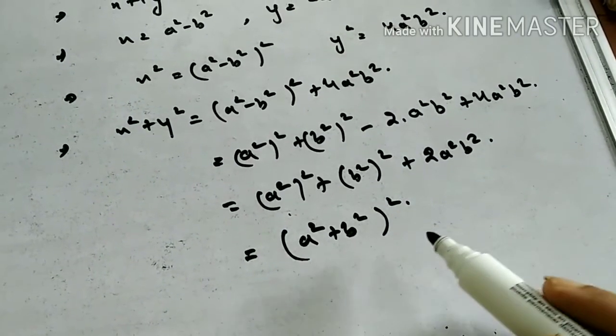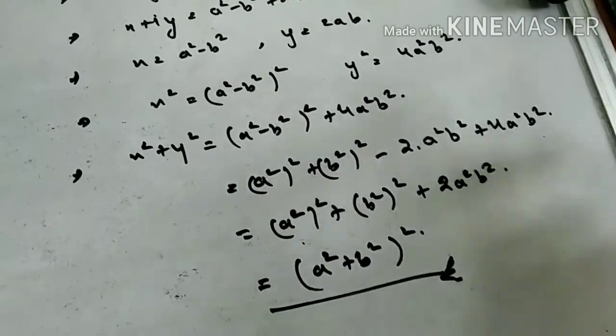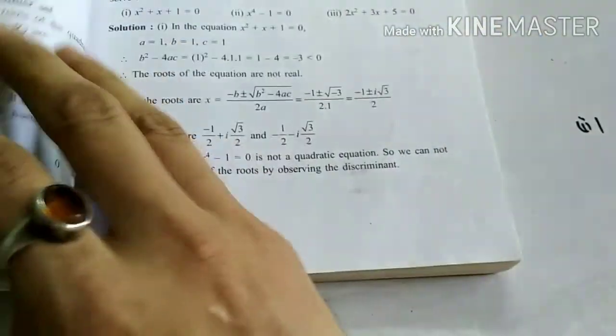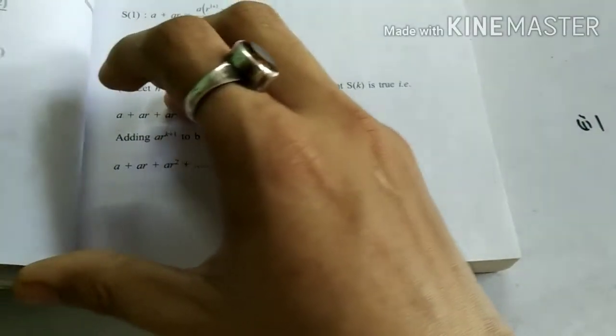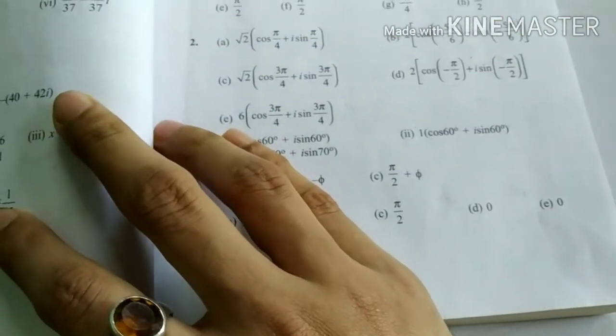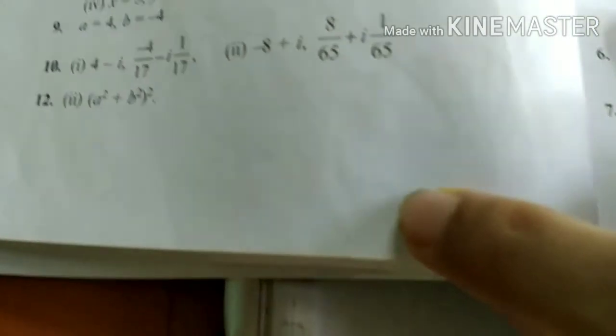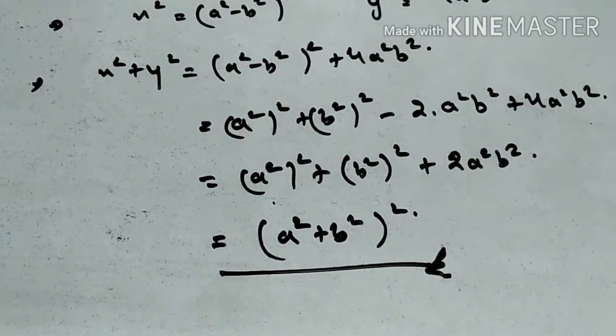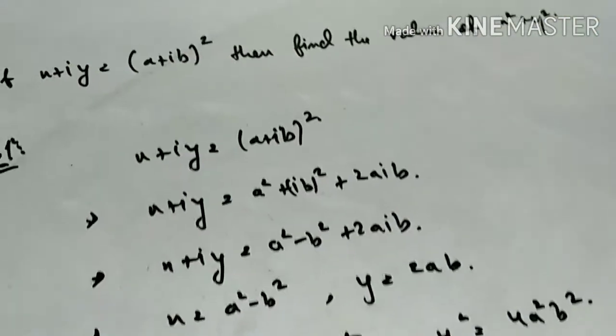So again what I will do, this will be the answer. Understand? Let me check the back answer here. x square plus y square I have to find. So x square plus y square I got, it is a square plus b square the whole square. Let me check the back answer. Exercise 2.2, number 12, number 2, you say a square plus b square the whole square. This is only a square plus b square the whole square. Okay.